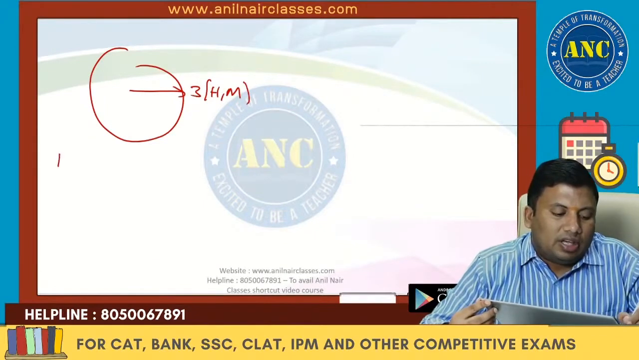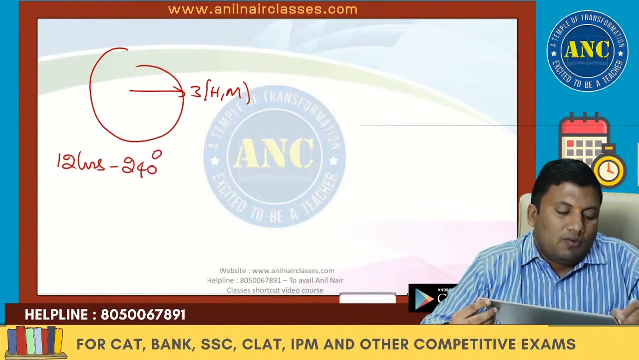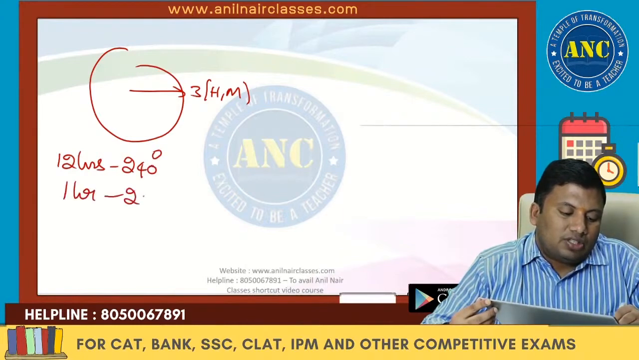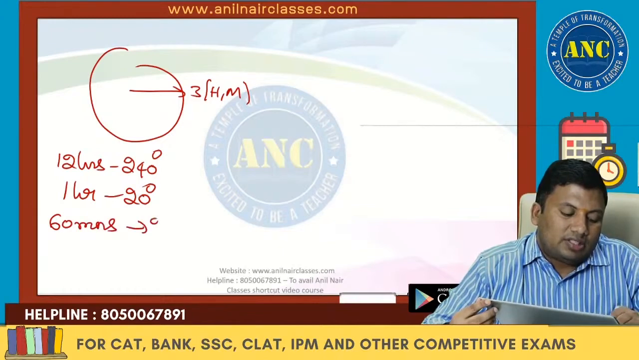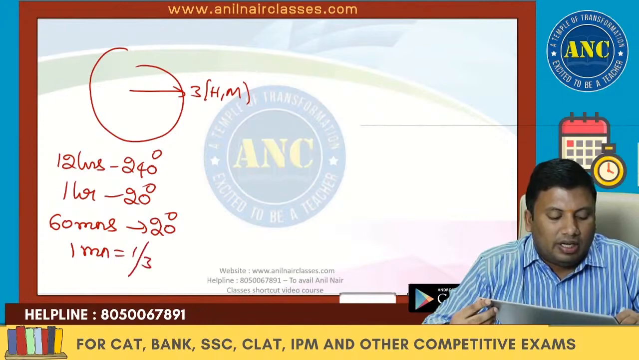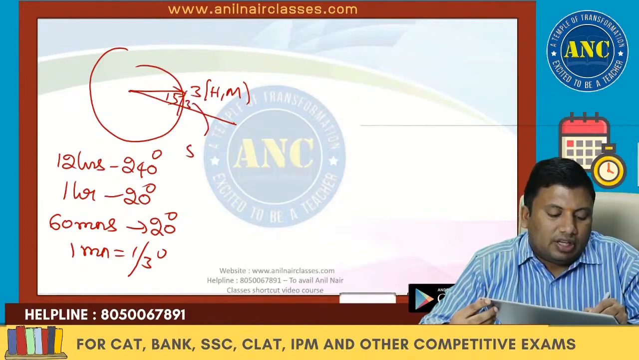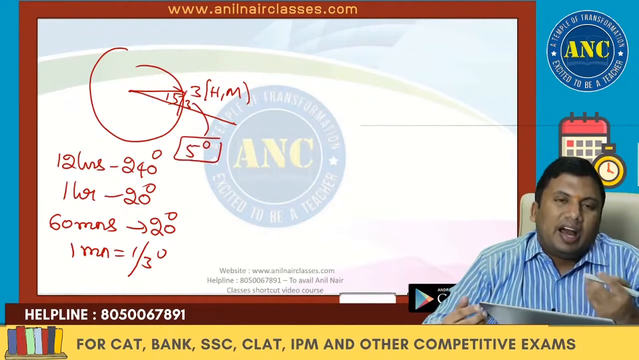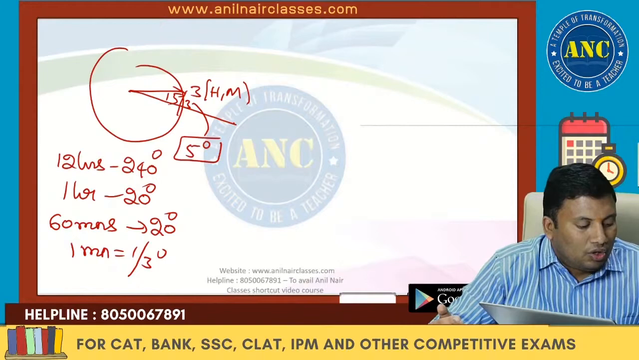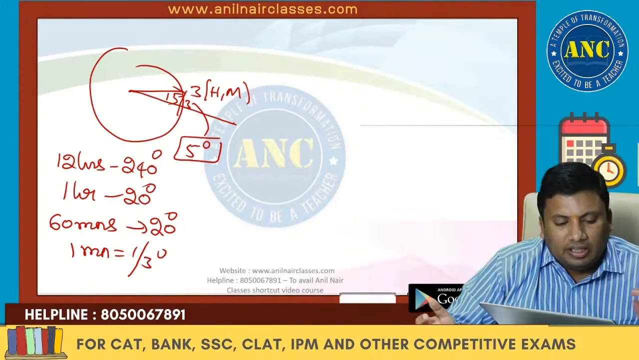12 hours is 240 degrees. 1 hour is 20 degrees. 1 hour is 60 minutes, 60 minutes is 20 degrees, so 1 minute is 1/3 degree. So the answer is 15 by 3, which is 5 degrees. The idea remains the same. There is no difference in the way you look at it. It is all about knowing the concept.